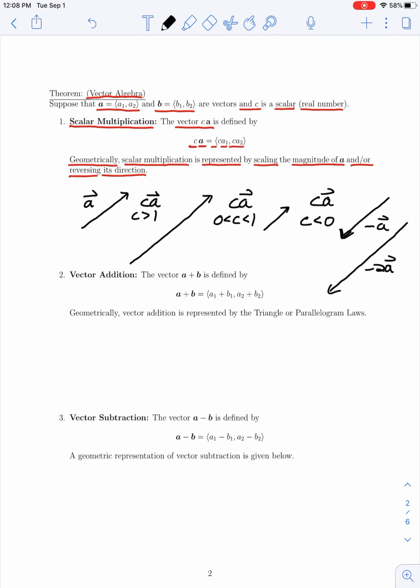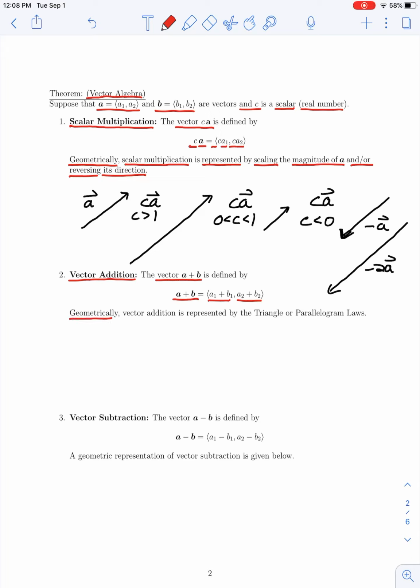So let's look at another operation. Another operation we could discuss is vector addition. So can you add two vectors? Yes, as long as they're vectors in the same space. So for instance, two vectors in the plane, A and B, can be added, and the vector A plus B is found by adding the components of the vectors A and B. So our first component would be the sum of A1 and B1. And our second component would be the sum of the second components of A and B, that is A2 plus B2.